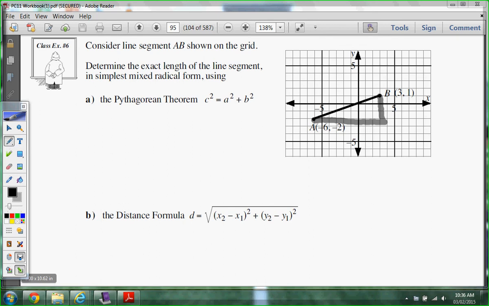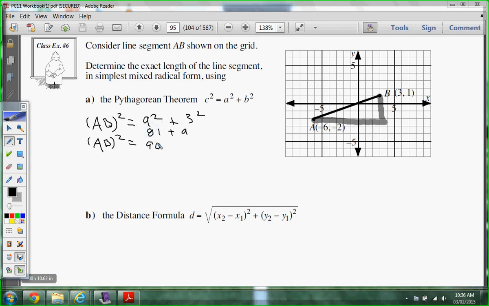So we want to go AB squared, which is our c squared, equals, so what's the distance horizontally from negative 6 to 3? 9, good, it's 9. And then what's the distance from negative 2 to 1? 3. Okay, from negative 2 to 1. So that gives me AB squared equals 9 squared plus 3 squared. That's 81 plus 9, which is 90.